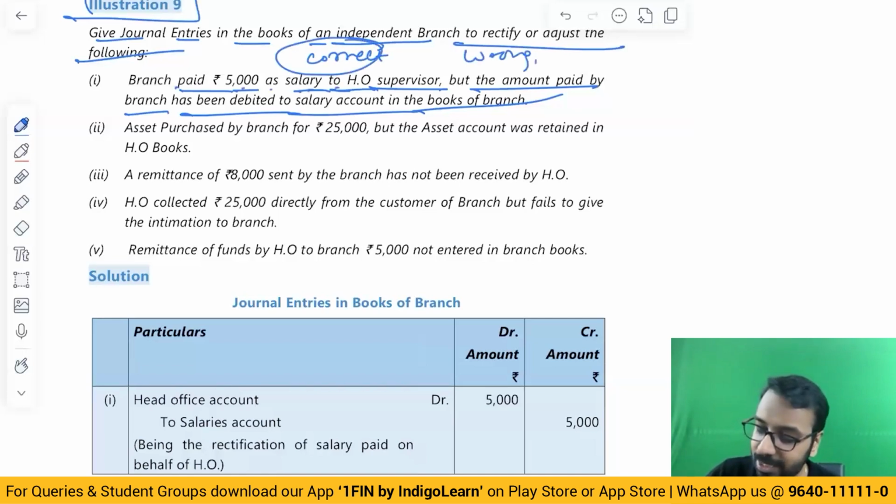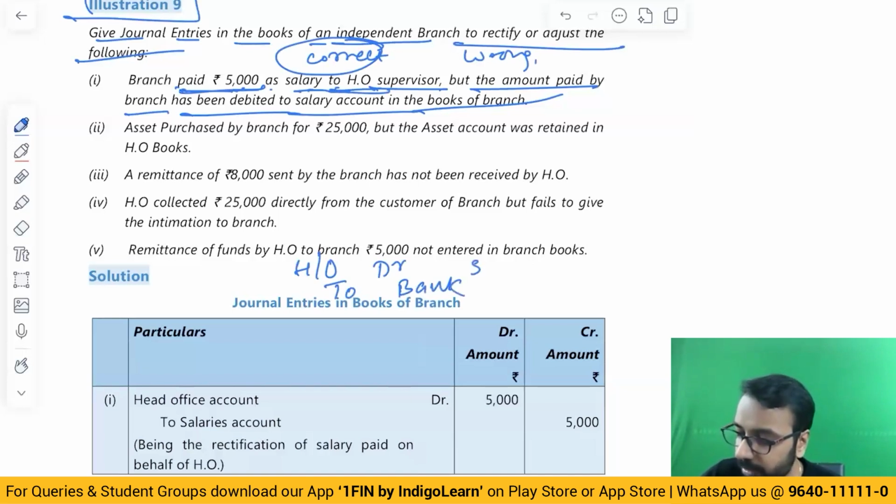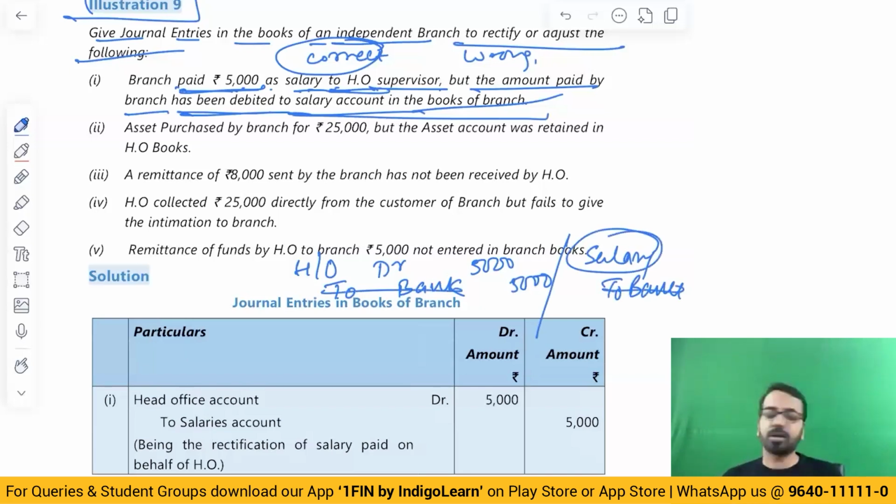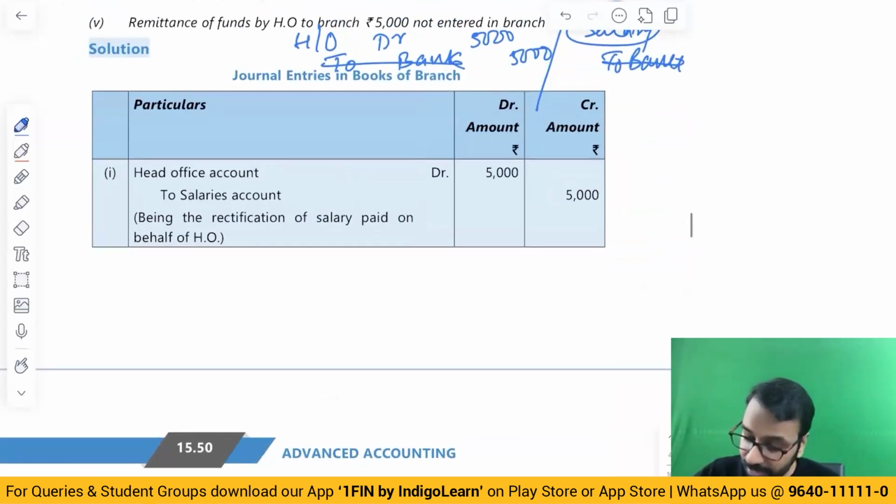Branch paid 5,000 as salary to head office supervisor. So we are incurring the expenses on behalf of head office. It is a head office expense, so we will debit head office, we have paid 5,000. We should have credited bank 5,000. But what did we do? We debited the salary account. Wrong entry is salary to bank. So bank is correct. Salary we have debited by 5,000, that is not our expense, that is the expense of head office. So the correct rectification entry will be head office account debit to salaries account 5,000.